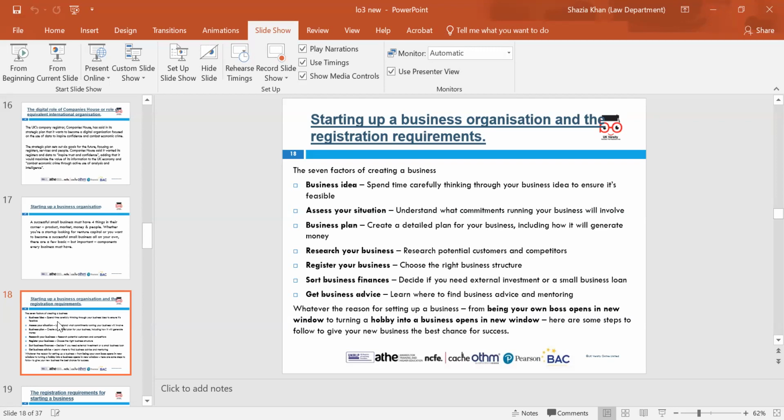Whatever the reason for setting up a business, from being your own boss to turning a hobby into a business, here are some steps that you will follow. So you need business ideas. You need to be able to know your customers. You need to be able to research your business and whether the business is going to be feasible or not.